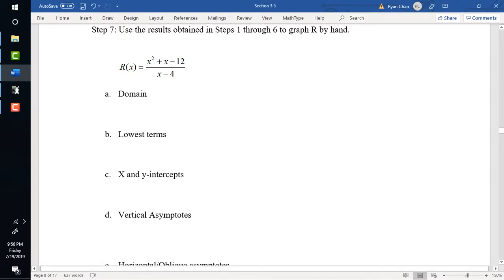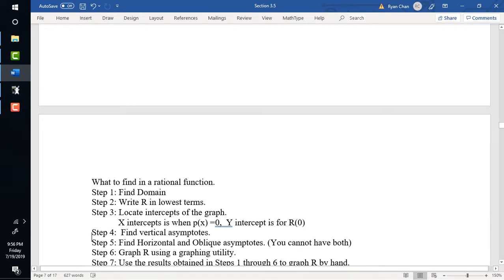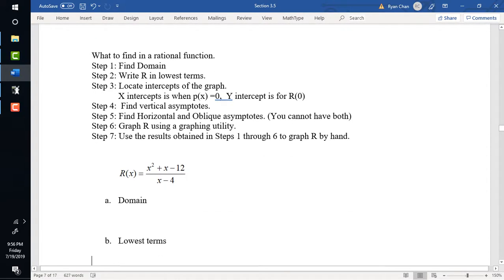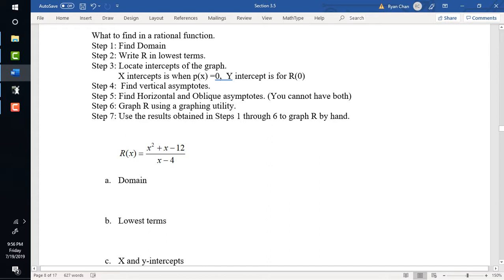Today we're going to be going over section 3.5. We're going to continue on. We're just going to talk about how to graph rational functions by hand. As you can see below, you're going to find a bunch of different aspects of your rational function.